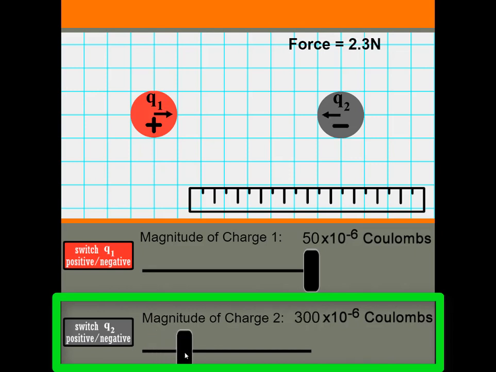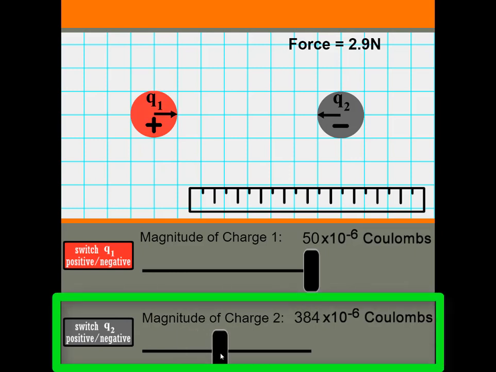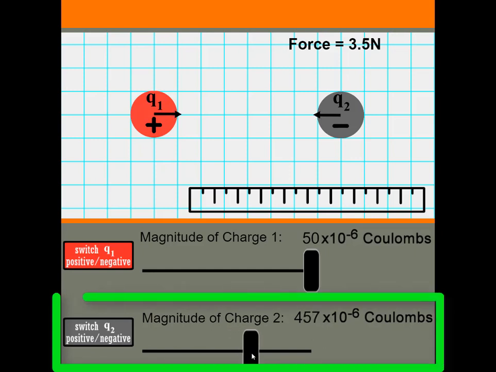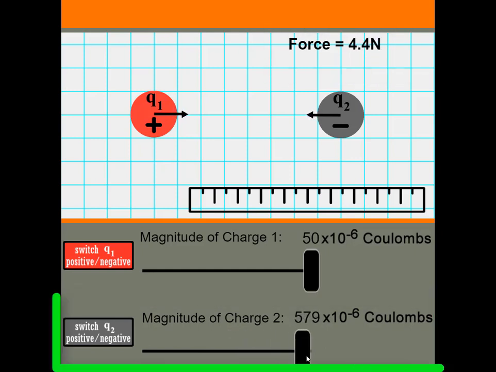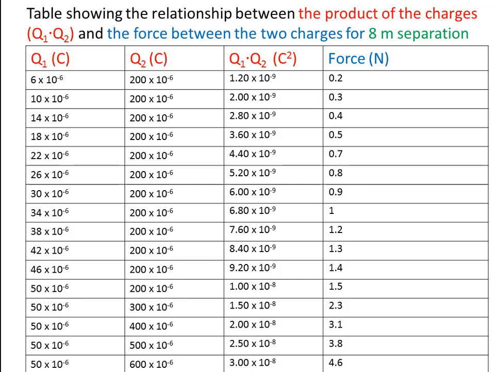The force increases to 2,3 newtons. 400 times 10 to the power minus 6 coulombs, 3,1 newtons. 500 times 10 to the power minus 6 coulombs, 3,8 newtons. And 600 times 10 to the power minus 6 coulombs, 4,6 newtons. We put all of that data into our table.